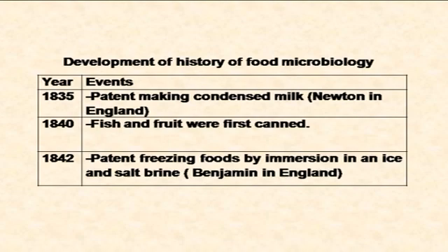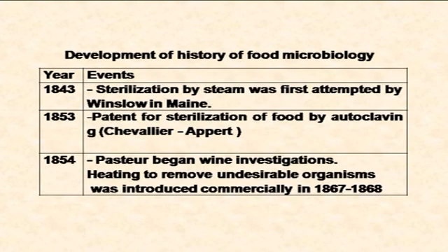were first canned. In the year 1842, a patent for freezing foods by immersion in an ice and salt brine was granted to Benjamin in England. In the year 1843, sterilization by steam was first attempted by Winslow in Maine. In the year 1853, a patent for sterilization of food by autoclaving was granted to Chevalier Appert. In the year 1854, Pasteur began wine investigations.